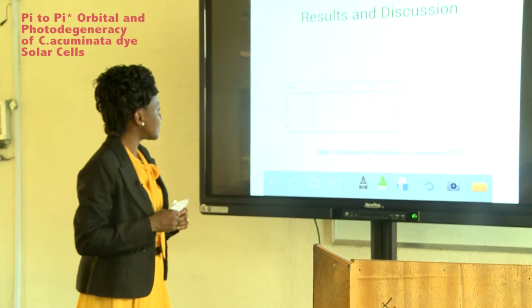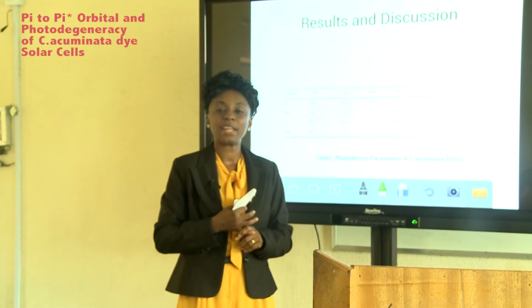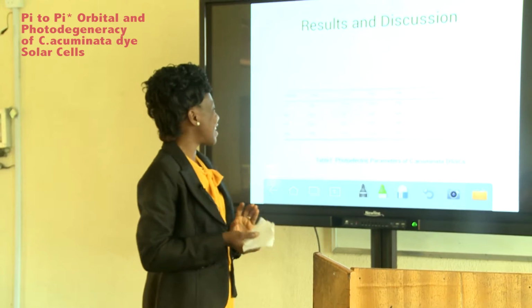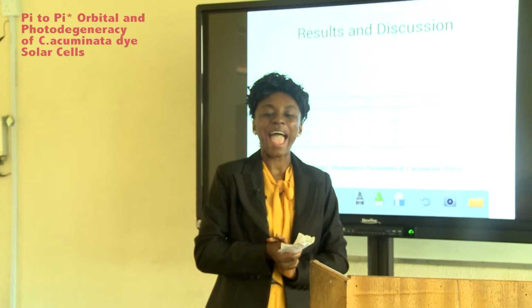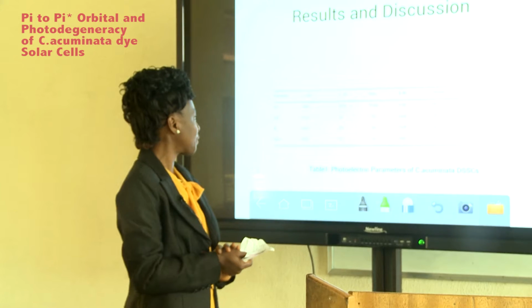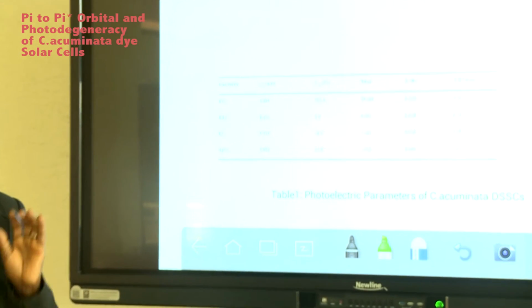Okay, the results. For different electrolytes, there were 4 in all. The potassium chloride electrolyte was used. The potassium bromide was used. The potassium iodide was used. And the mercury chloride was also used. For these different electrolytes, we obtained different results, but under the same condition of insolation.